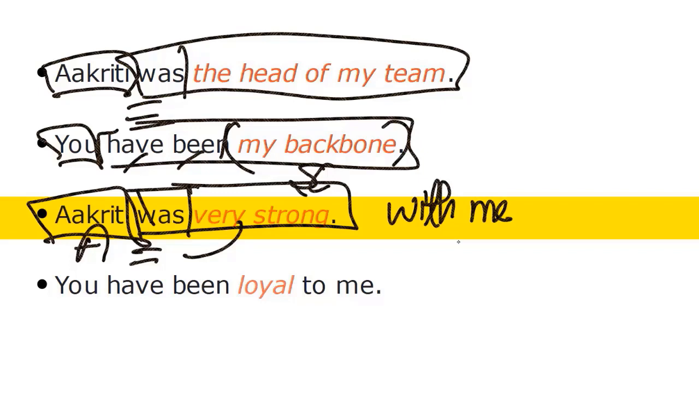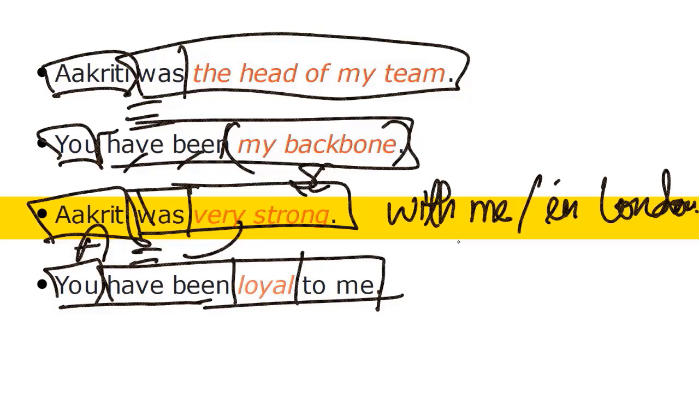Akriti was with me. Akriti was in London. It can be a prepositional phrase as well, right? So the prepositional phrase here is going to work as an adjective, right? Subject complement. You, subject, have been loyal to me. Predicate. You, subject, have been, verb phrase, loyal. Subject complement, adjective, right? So this is how a subject complement is also a part of the predicate, right?